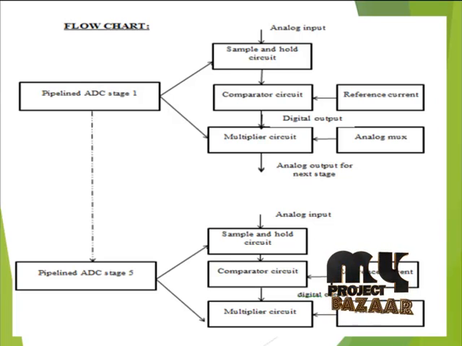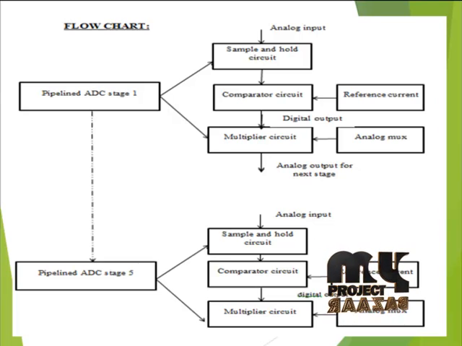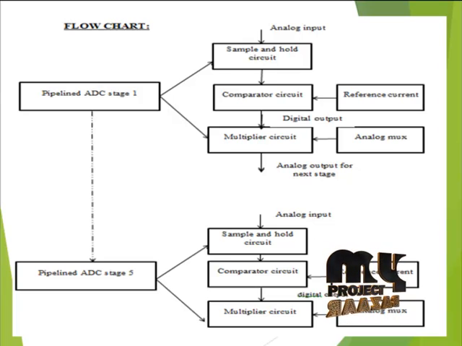In the second stage of our analog to digital converter, the comparator circuit is used. The comparator circuit compares the output of the sample and hold circuit with the reference voltage. We give some reference voltage values, and this produces the correct digital output in the final result. Then the output of the comparators in all stages of the pipeline ADC is given to the latch circuits.